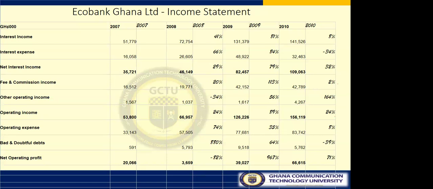Okay. The same as what we did the first time. So this time we are comparing the figures in 2008 and 2009. So we are going to subtract the 72,754 from 131,379. And then we are going to get 50-something thousand. Then we divide by the 72,754. Then we multiply by 100. Okay. So we are going to get 80.574, but we round it up to 81%.